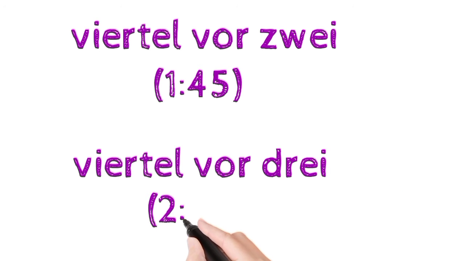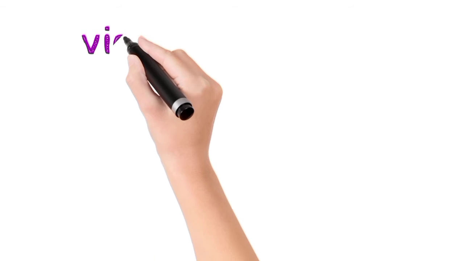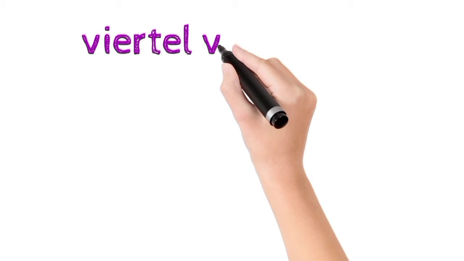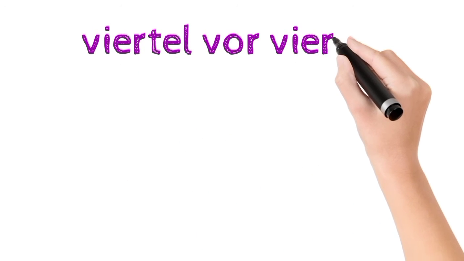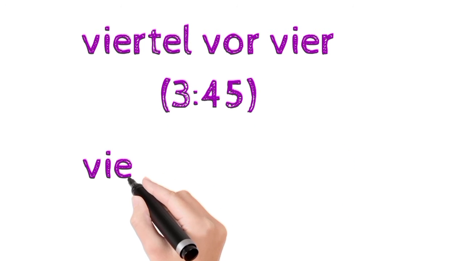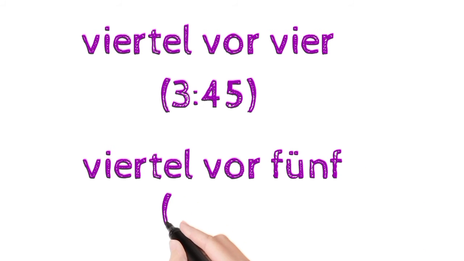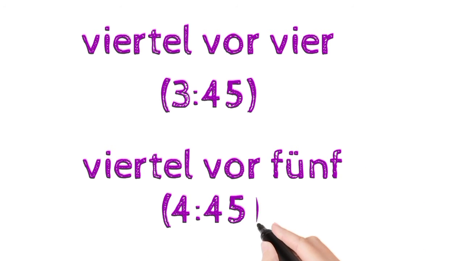2:45 means viertel vor drei. Viertel vor drei. 3:45 means viertel vor vier. 4:45 means viertel vor fünf. Viertel vor fünf.